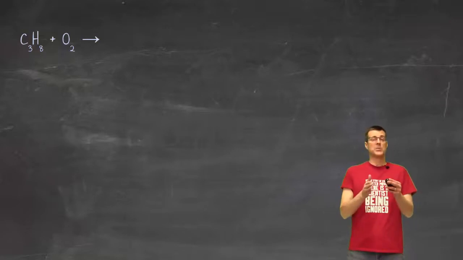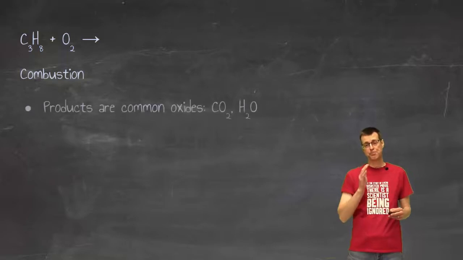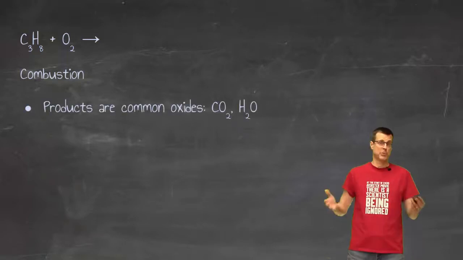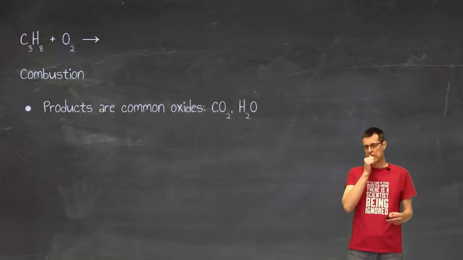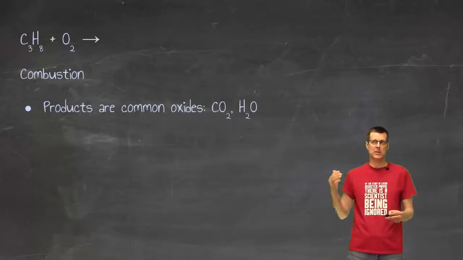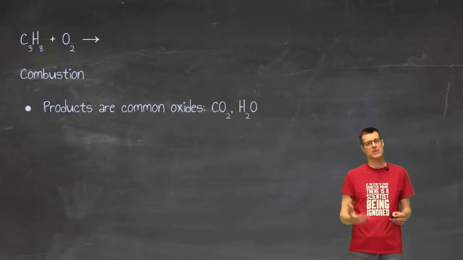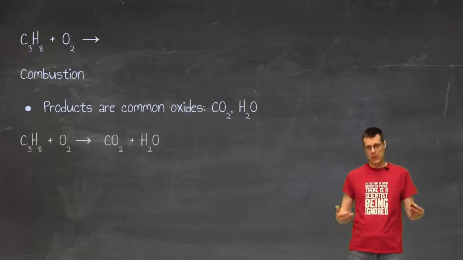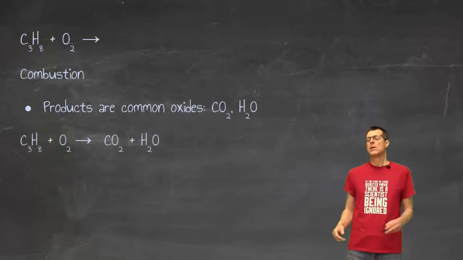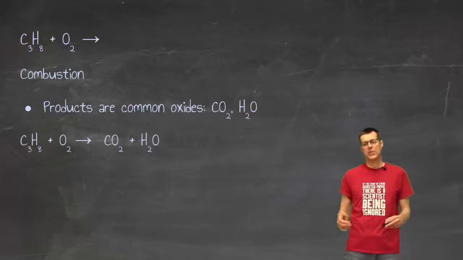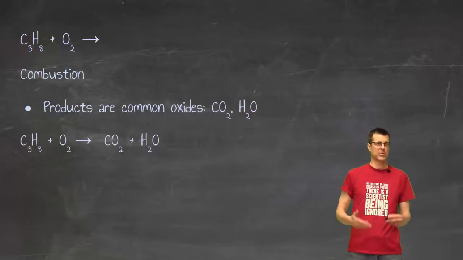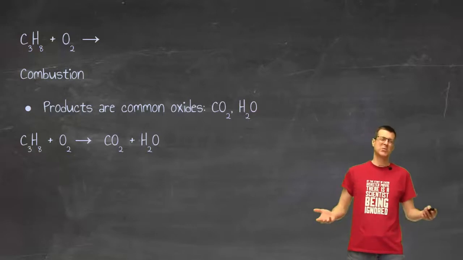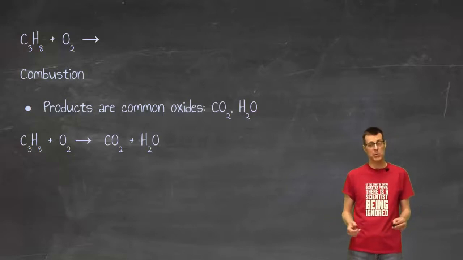But that's almost easier because at that point, the products are the common oxides. And in most cases, the common oxides or the products are going to be carbon dioxide and water, which makes predicting the products really easy. Carbon dioxide and water. The only thing that can change is if that reactant there with the carbon, if I threw in a sulfur or a nitrogen, but I don't really need to do that at this point.